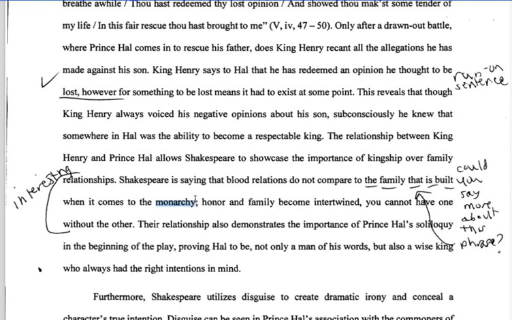A monarchical family is not like any other family. A monarchical family has certain members that are born to it, but nevertheless, the family is built. The structure of that family is built not only through birthright, but through the ways in which you build family.